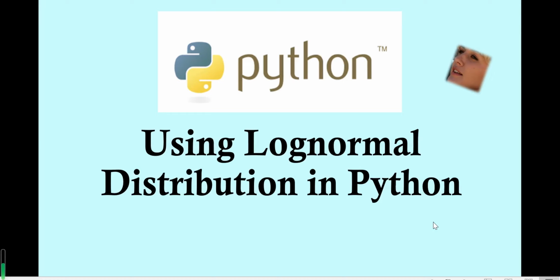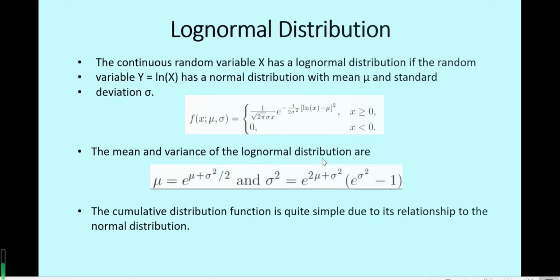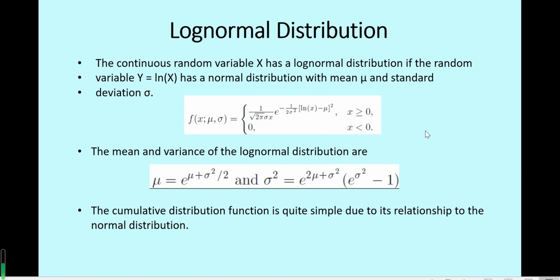In this video, we will show how to use Python to work with lognormal distribution. So first, we take a look at lognormal distribution. If x is a continuous random variable and the log of x, y, has a normal distribution with mean mu and standard deviation sigma, then we can say x has a lognormal distribution.